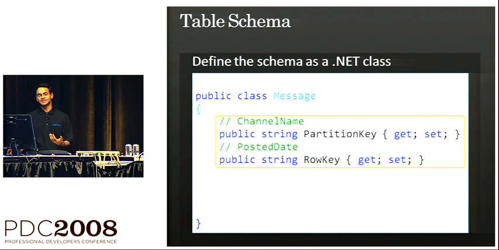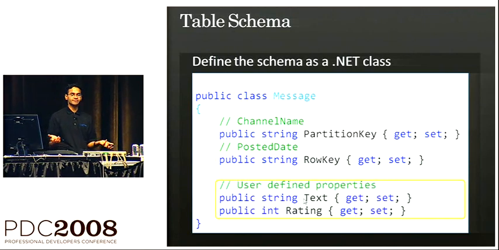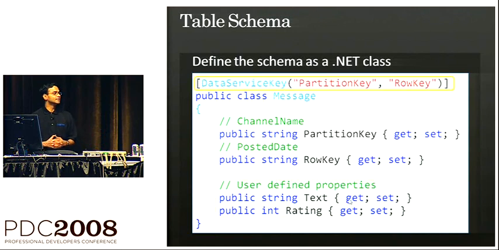So for the message type, it represents the channel name for the partition key and the posted date for the row key. Next, you add all the remaining user-defined properties. And as you can see, these properties are quite rich. You can use a string, an integer, and you could use any other thing, for example. Finally, to make it work with ADO.NET Data Services, you apply the data service key attribute. This attribute says, given a certain entity, which properties make it unique.